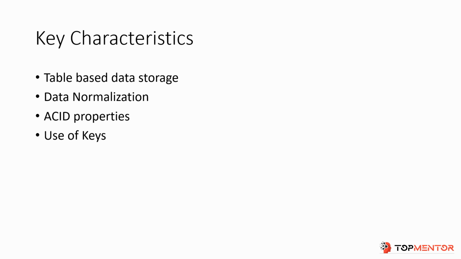And the last key feature we talk about is the use of keys. We talk about primary and foreign keys, which are used to uniquely identify rows and establish relationships between different tables. So with that concept, let's get into details. We will see how to install the software and then create our own database.